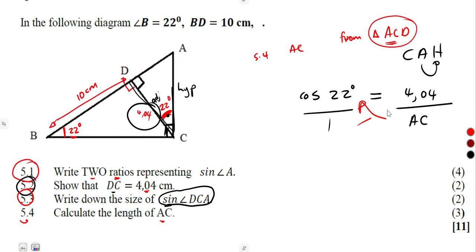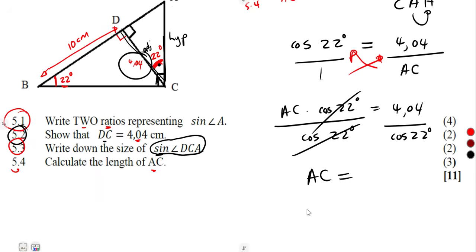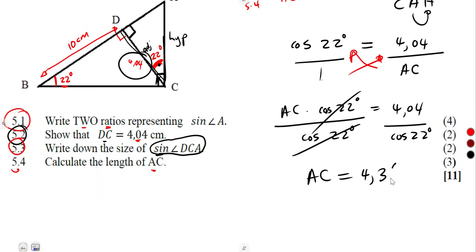All right, cross multiply. That's going to be AC cos 22 degrees is equal to 1 times this, that's 4,04. So to find AC, simply divide by cos 22 degrees on both sides. This was going to cancel, and you remain with AC. So our AC is equal to 4,04 over the cos of 22 degrees. That was going to give us 4,36. So that's in centimeters, all right?